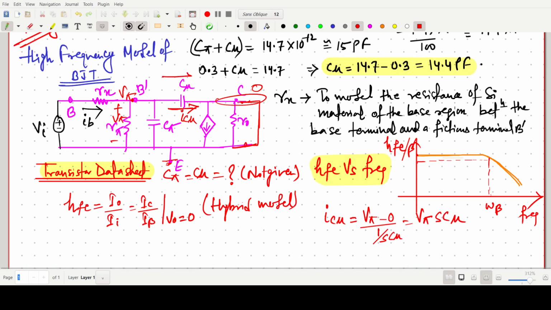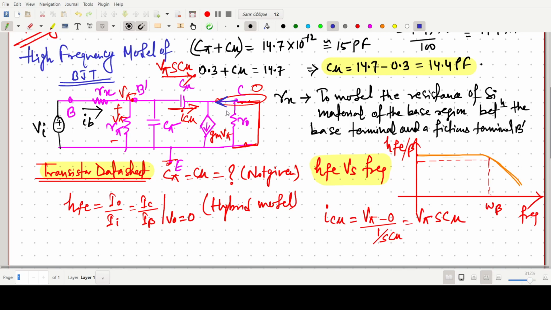So this current will be our V pi S C mu. Simple calculation is there, and this one will be GM V pi as per the hybrid model. So the current going in this side, if we apply simple Kirchhoff's current law, should be GM minus S C mu V pi.